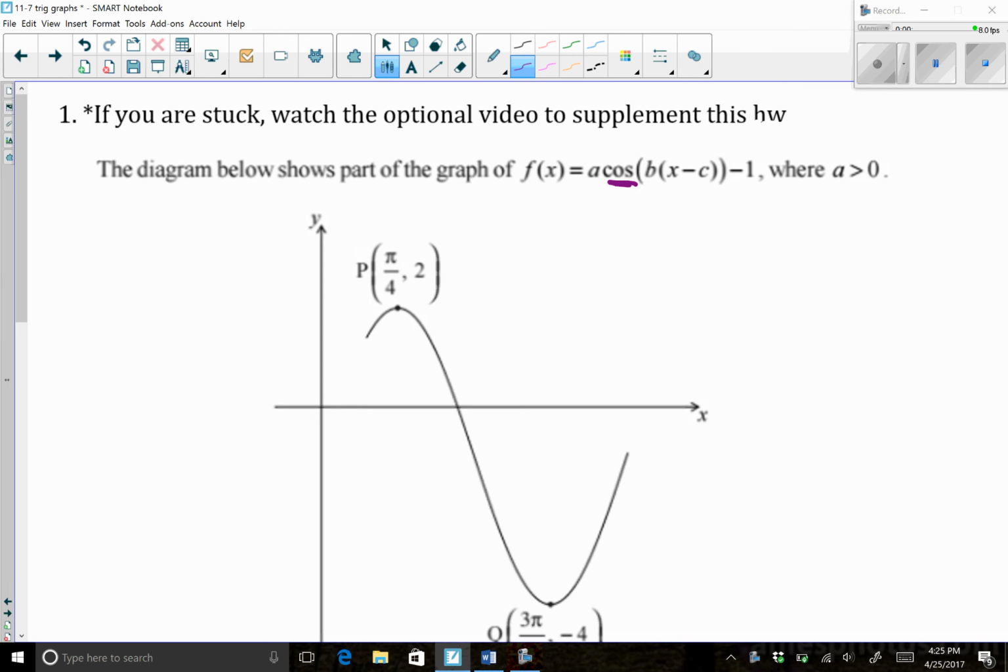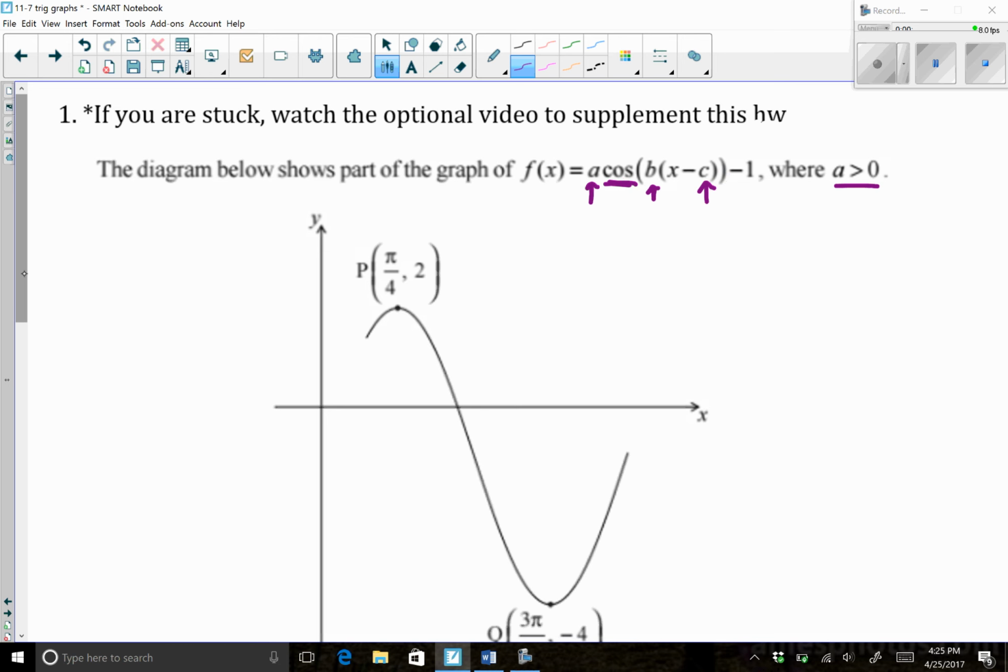I know it's cosine, it specifies that, so I'm just going to bear that in mind if the detail matters later down the line in the problem. And there you can see I have a missing value for A, a missing value for B, and for C. We talked about what each of those mean in class today. And they're also telling us that our A value is greater than 0. That's going to help us out.